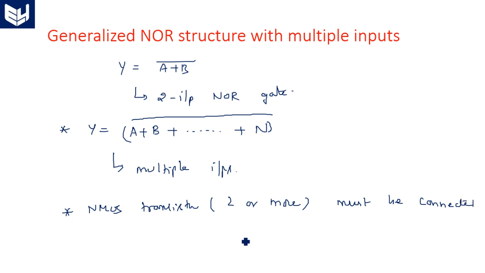NMOS transistors 2 or more must be connected between output and ground, in parallel connection. Okay, let us see how the circuit looks like.